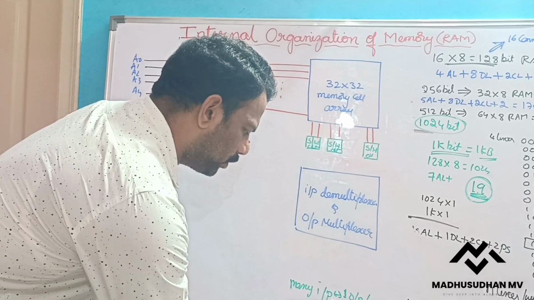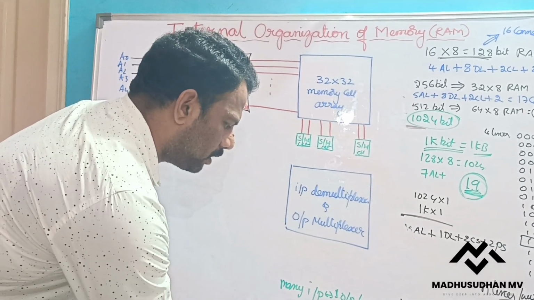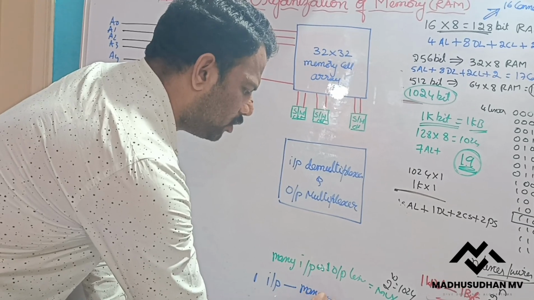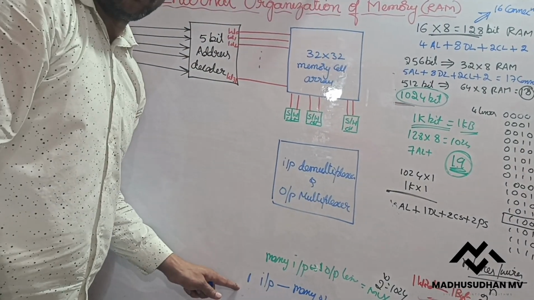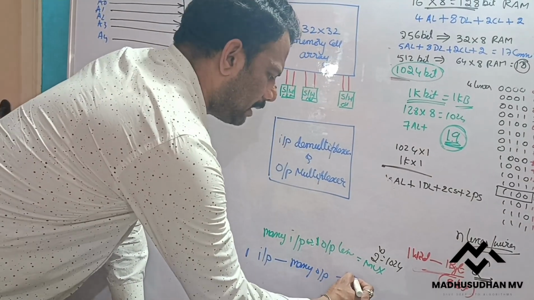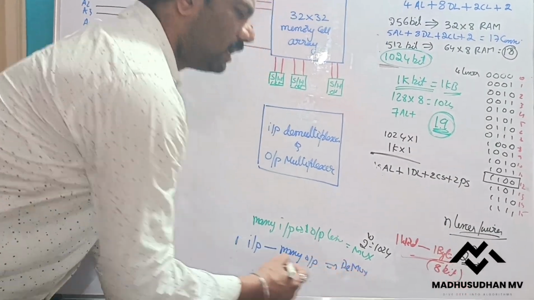Suppose I have many outputs. That means one input, but many output lines are there. This one input line, I need to pass to any one of the output lines. So for that I am using a demux.